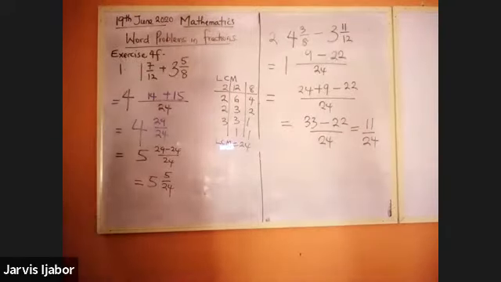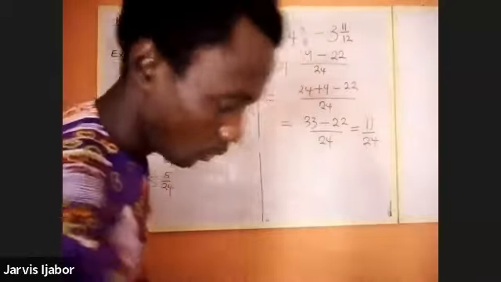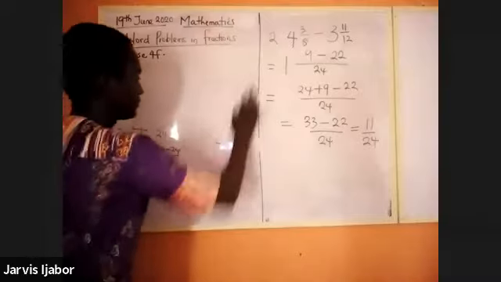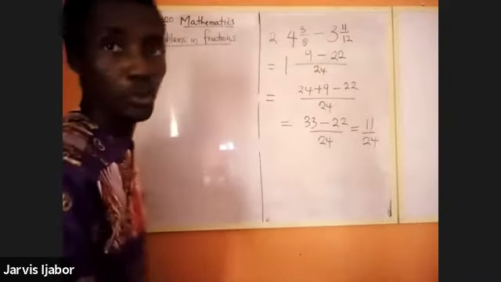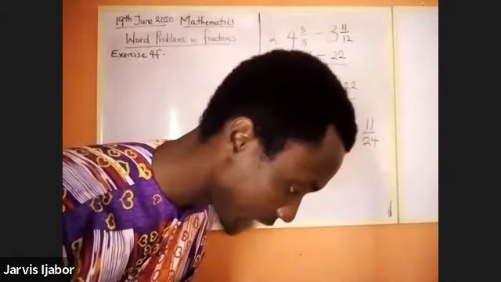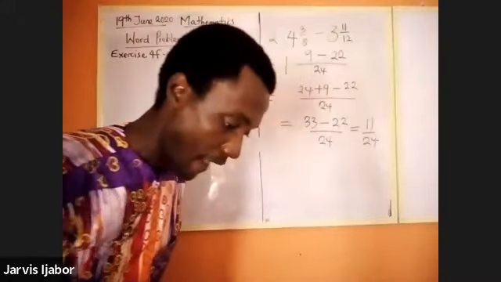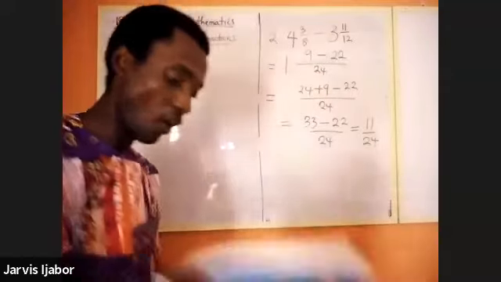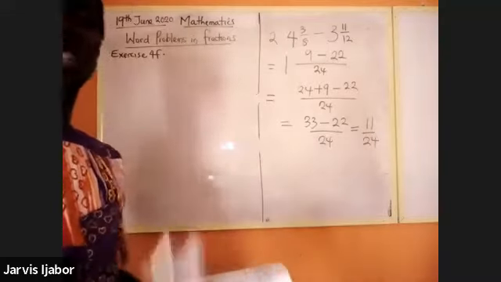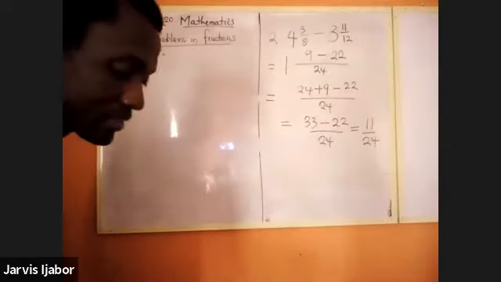All right, so that's for question number 2. Let's look at question number 3. We'll read the question and try to answer it. In question 3, it says find the sum of 2 3/4 and 2 4/5. It says find the difference between the sum and 6. Beautiful. So let's do the sum first.